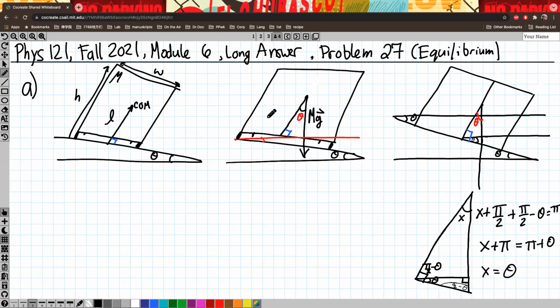Now in the solutions, they only have two normal forces. They just have the front and the back. They have a normal force here, which they call capital N, and a normal force here, which they call lowercase n.